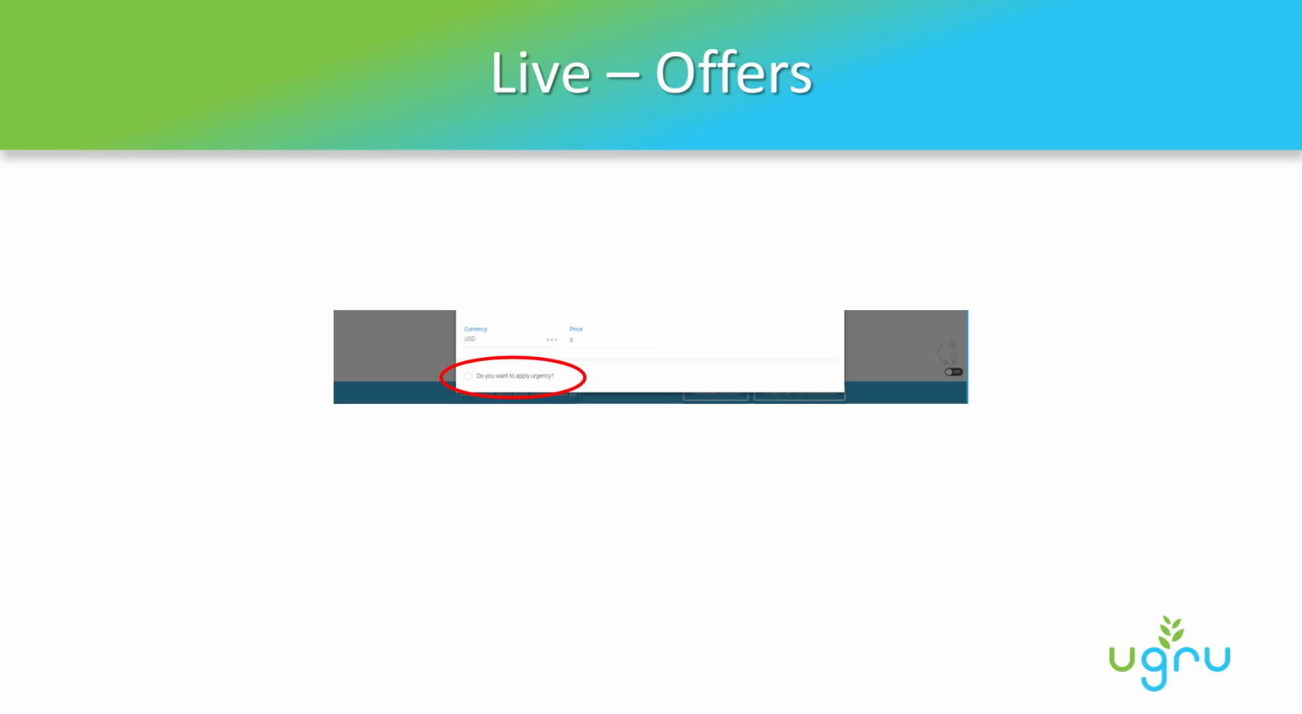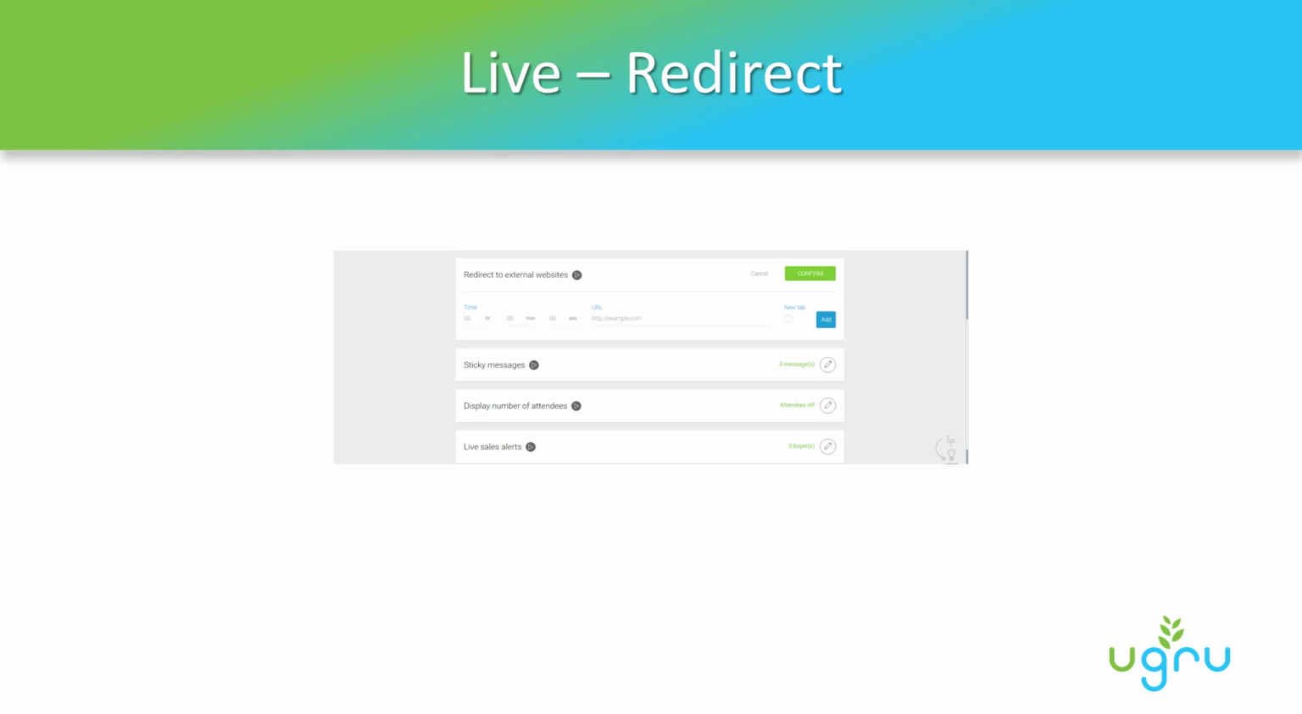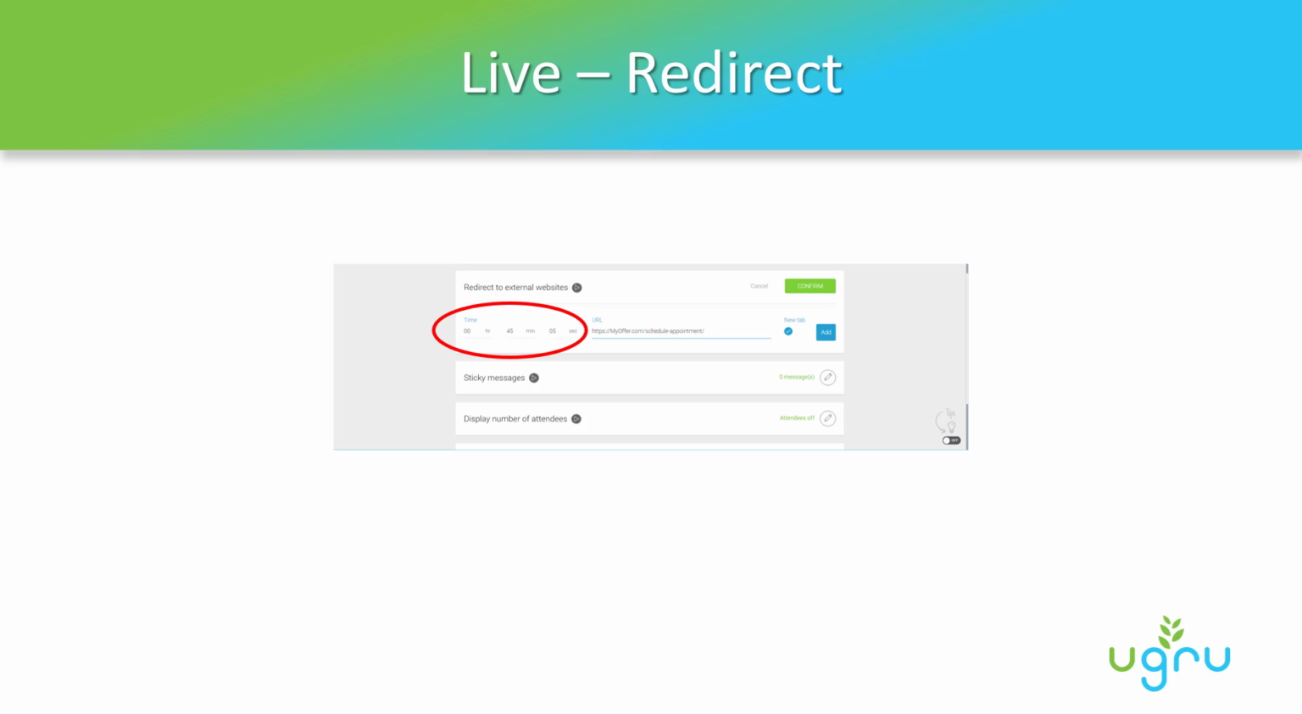Now, you're not required to add urgency to your offers, so if you feel it's not necessary, don't check the box. Once you've completed all the steps, click the Save button. Moving on to the next tab, we have the Redirect to External Website. In this section, you want to add the page you'd want your attendees to be redirected to at the end of the webinar. This could be your checkout page, your calendar page, or any landing page that you want them to act on, as well as the time that you want your attendees to be redirected to this page.